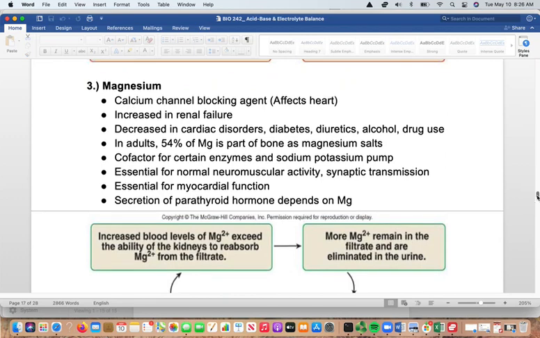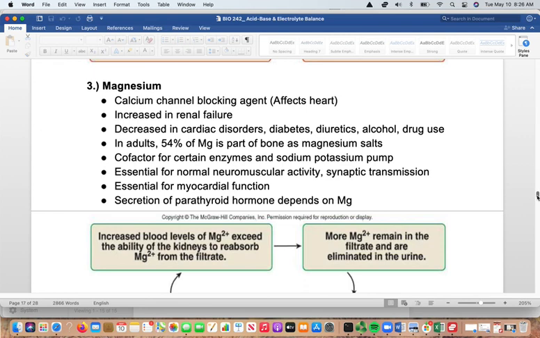So magnesium is another important one. It's a calcium channel blocking agent that can affect the heart. It's increased in renal failure. It can be decreased in cardiac disorders, in diabetics, diuretic use, alcohol and drug use.